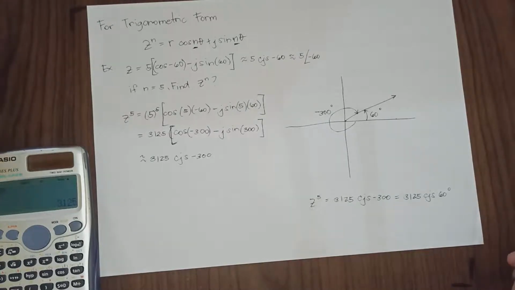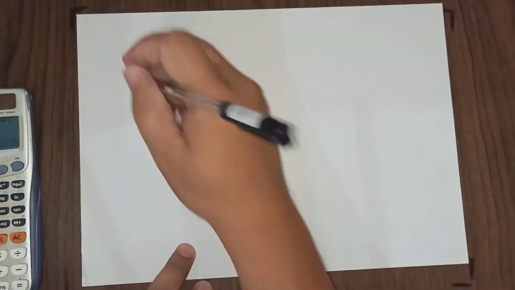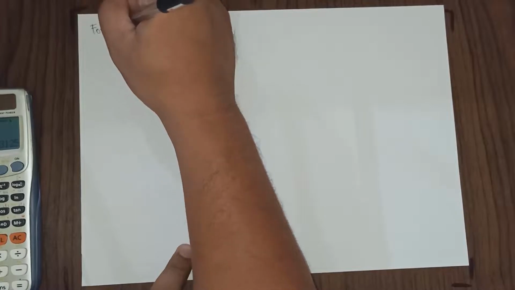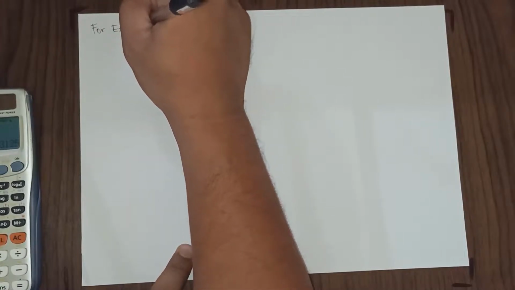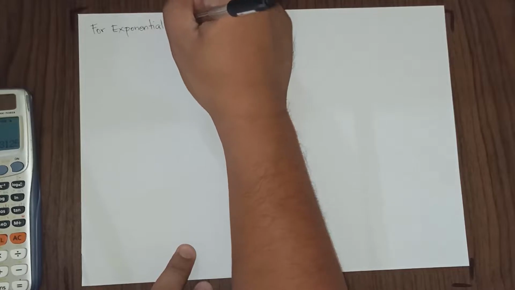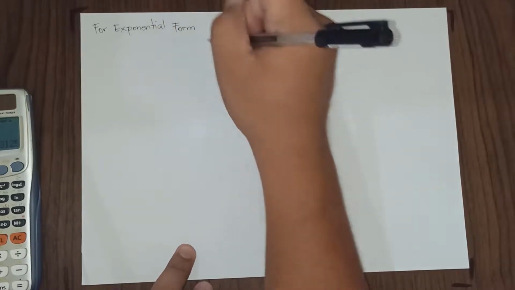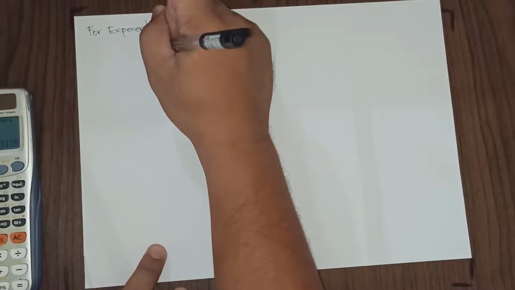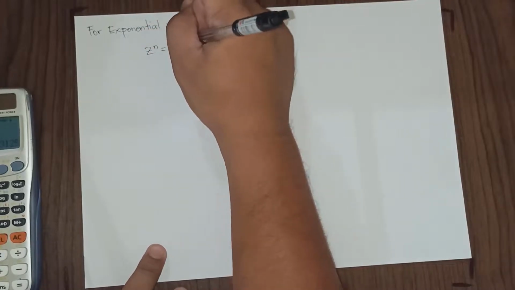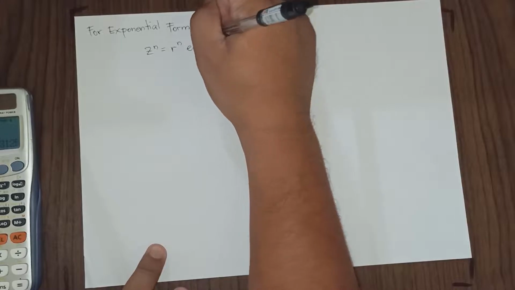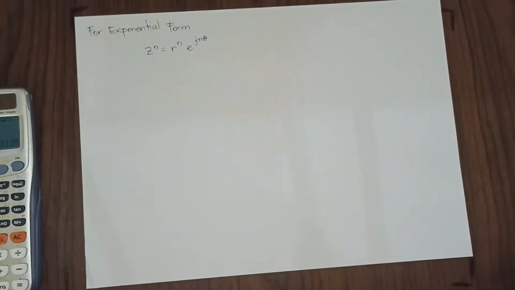So, for exponential form, it is actually the same method. It's just that it is in radian mode. For exponential form, z^n is equal to r raised to n, e raised to j n times theta in radian. Okay?